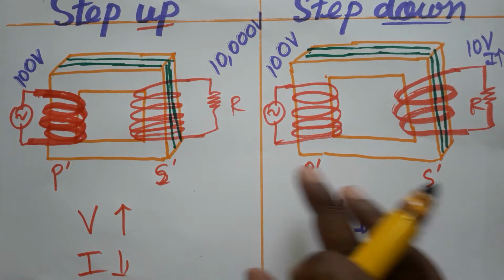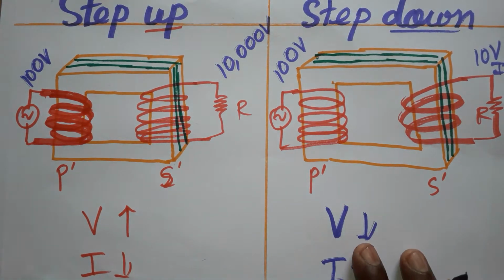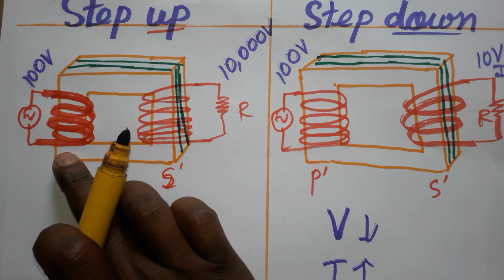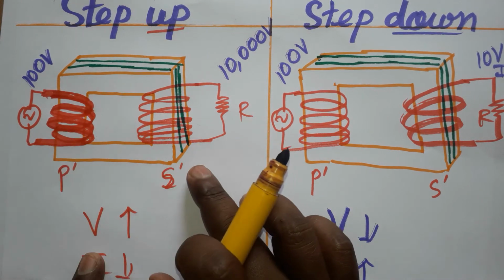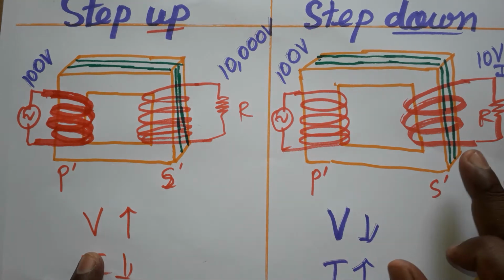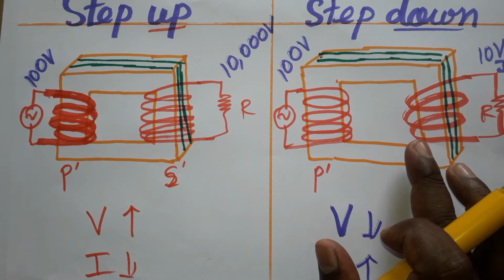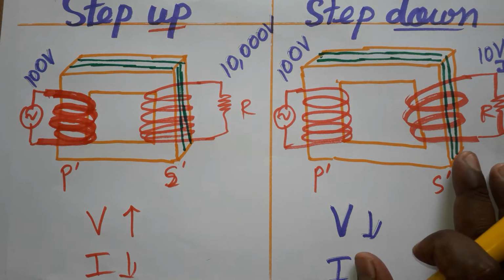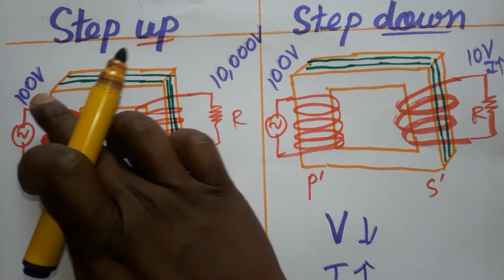See the construction. This coil we can take as the primary, this coil we can take as the secondary. In the step up case, the primary will be thicker and the secondary will be thinner. The number of turns in the primary is less, and in the secondary it is more. In a step down, the primary will be thin and the secondary will be thick.